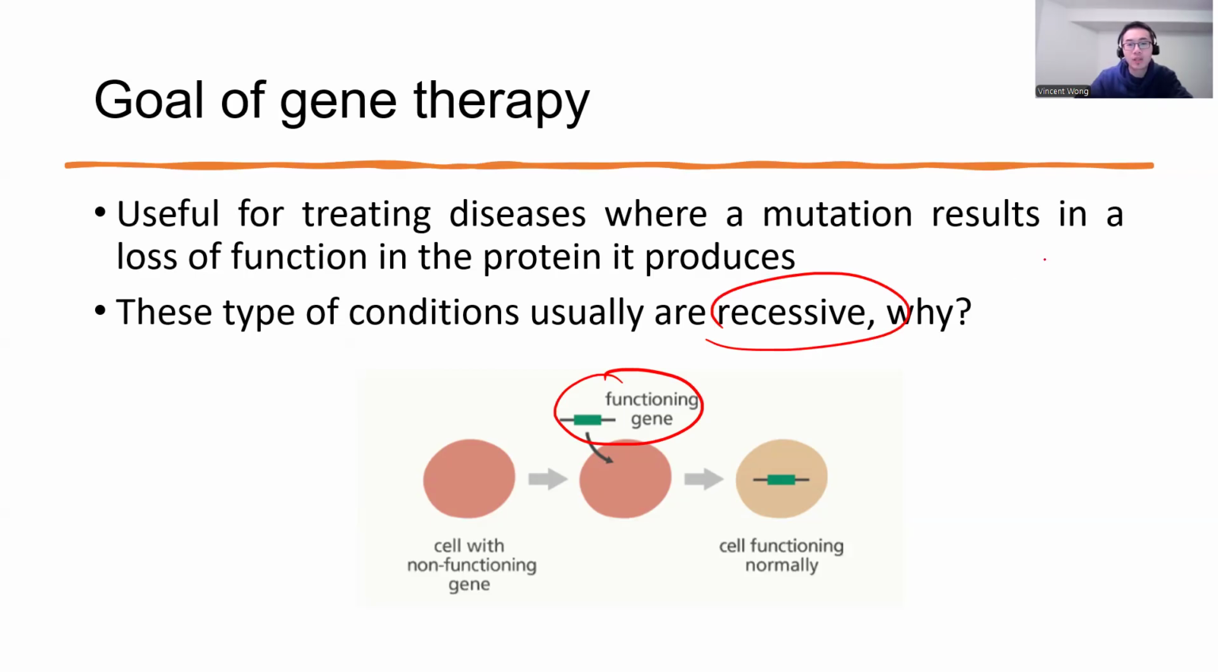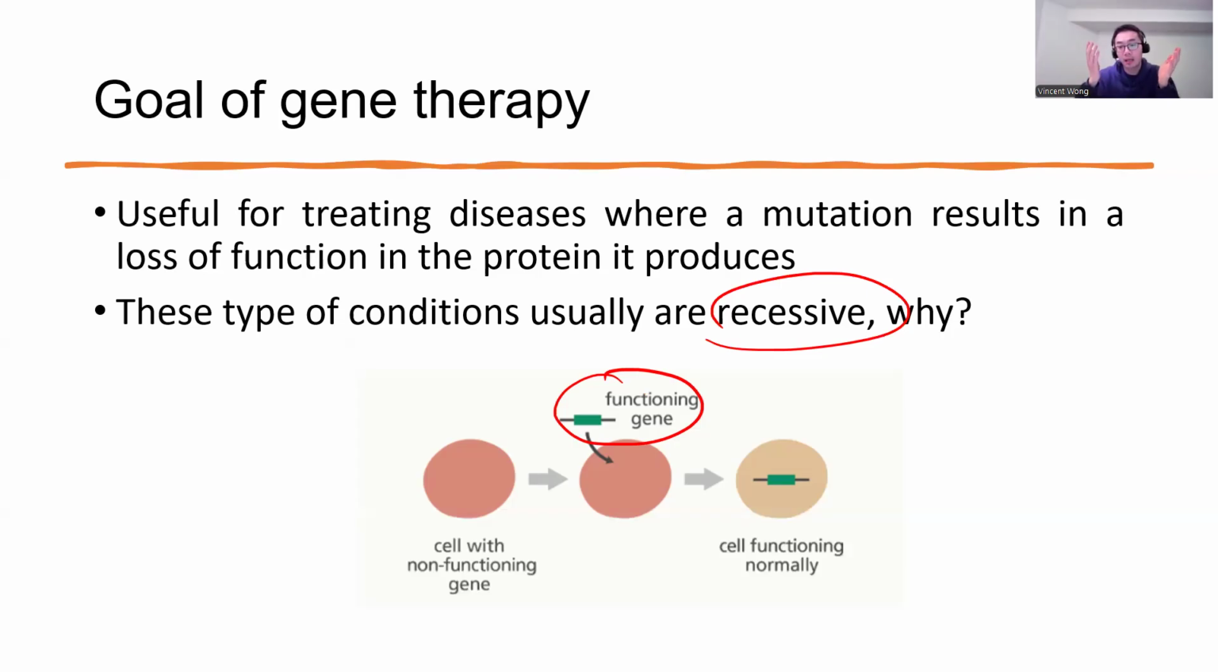Now, typically, for this gene therapy to work, the condition you're trying to treat has to be a recessive condition. The reason is that if the condition is a dominant mutation, it doesn't matter how many normal copies of the gene you supply, the dominant mutation, by definition, is going to override all of these functional genes. That's what dominant means.